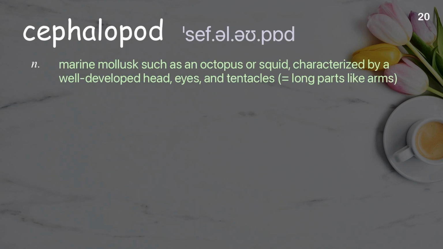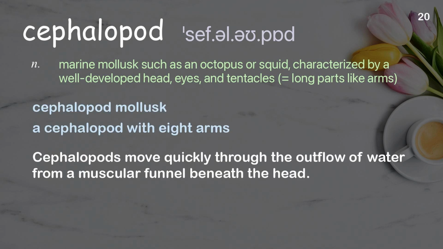Cephalopod. Marine mollusk such as an octopus or squid, characterized by a well-developed head, eyes, and tentacles, which are long parts like arms. Examples: Cephalopod mollusk. A cephalopod with 8 arms. Cephalopods move quickly through the outflow of water from a muscular funnel beneath the head.